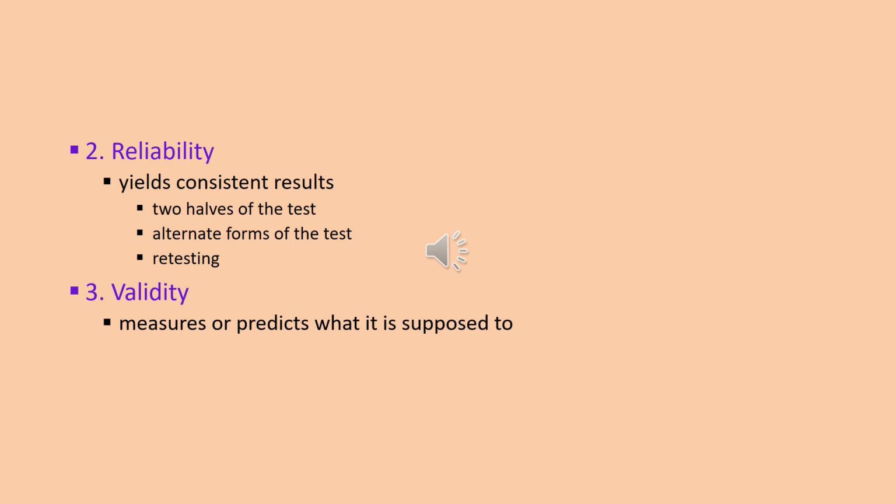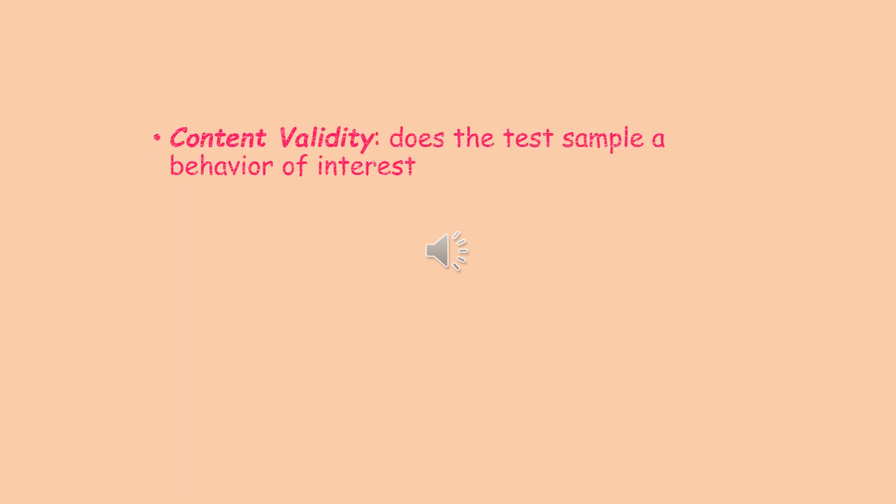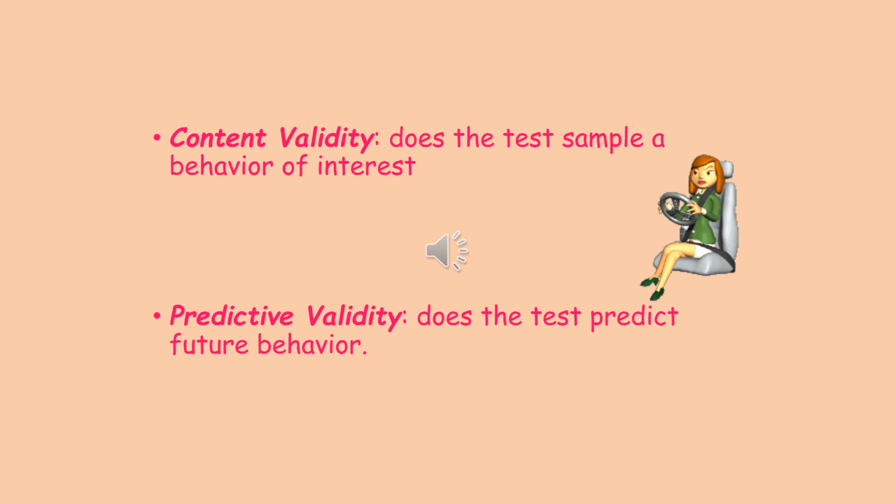Validity. If you're going to give a test, the test has to measure or predict whatever content you're looking for. For example, if you're taking an AP Psych test, it shouldn't have questions, heaven forbid, about calculus on it. There are two types of validity: content validity and predictive validity. Content validity is actually testing a sample.